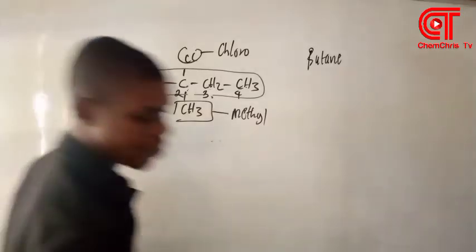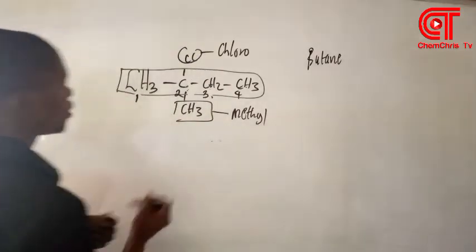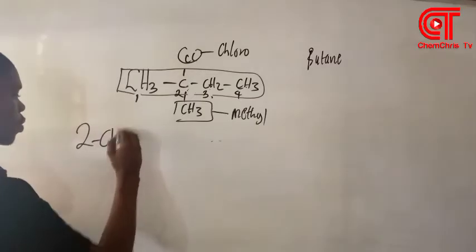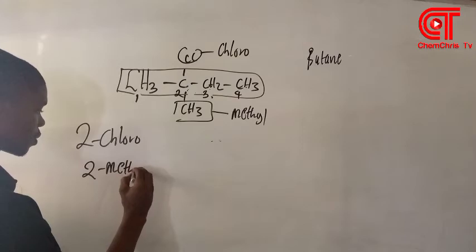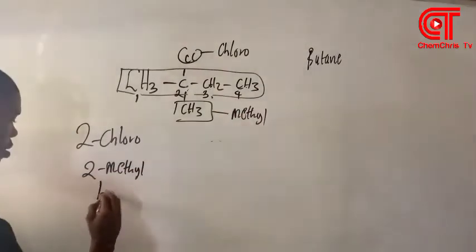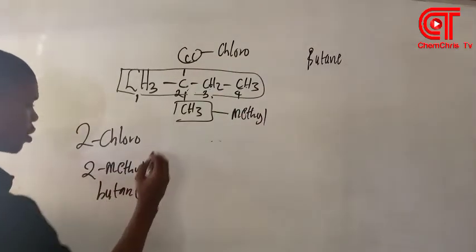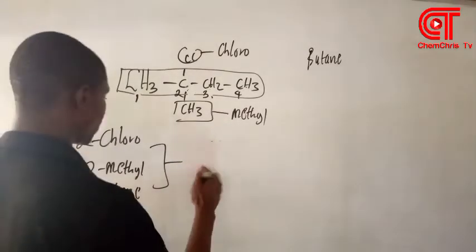So this is my right number here. So it's going to be 2-chloro. Then we have 2-methyl. Remember here we have butane as the parent's name, right? So the full name is now going to be what?